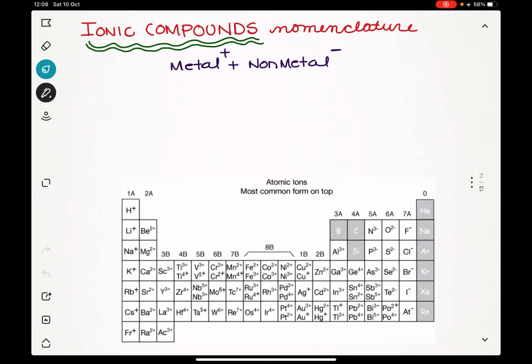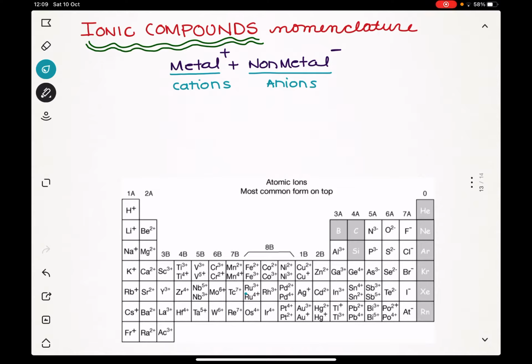We are going to see briefly right now how you name ionic compounds. Ionic compounds, remember, are when a metal gets together with a nonmetal, right? And metals are cations because they have a positive charge, and nonmetals are anions because they have a negative charge. So first of all, let's see where each of them is in the periodic table.